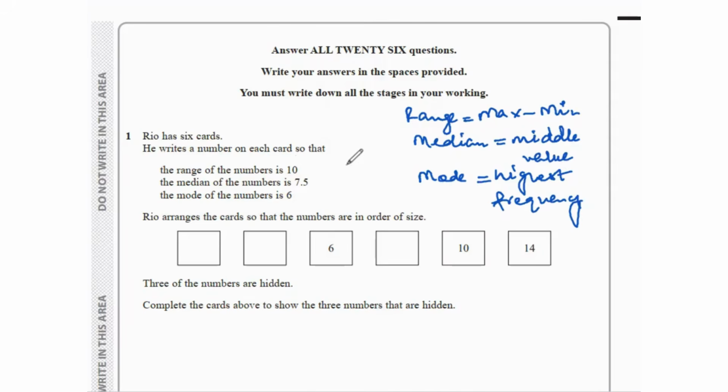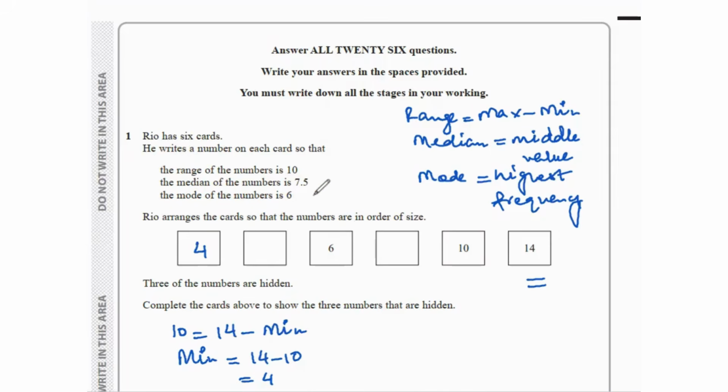Now they said that the range is 10. We have the maximum value, which is 14. So 10 equals 14 minus the minimum value. So the minimum value would be 14 minus 10, and that's 4, which means this number is 4.